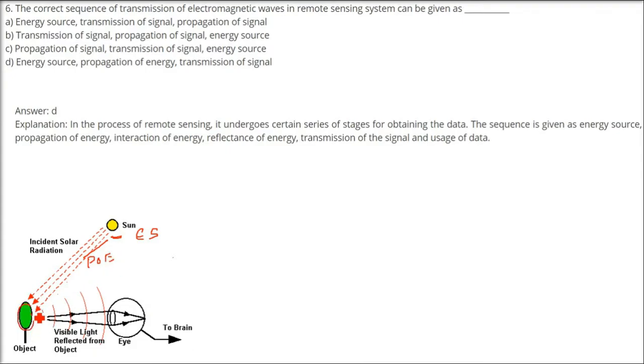Then there will be propagation of energy, and then interaction of this energy with the object, and there will be some reflectance from this object of the input energy. Then this will be transmitted as a signal, and finally, in this case, our brain will decipher the signal, send it to the mind, and make a picture. So here the answer is D. If you see two options, two stages are missing, but the sequence should be an energy source, propagation of energy, interaction, reflectance, and finally transmission, getting the signal and making the image.